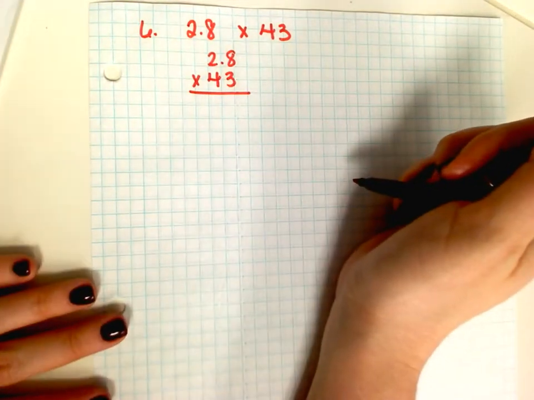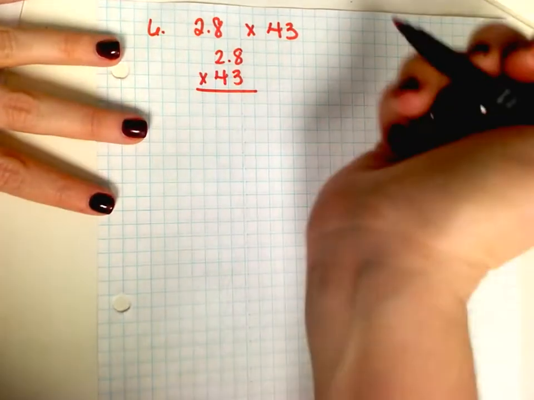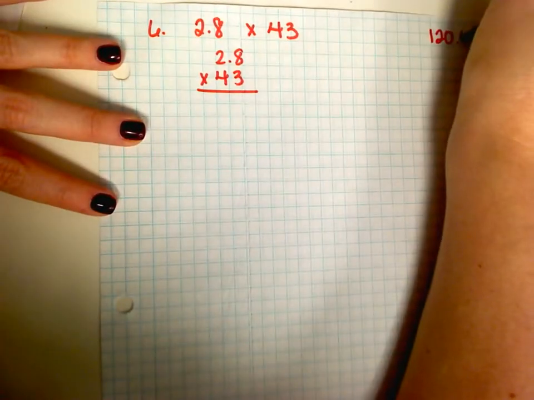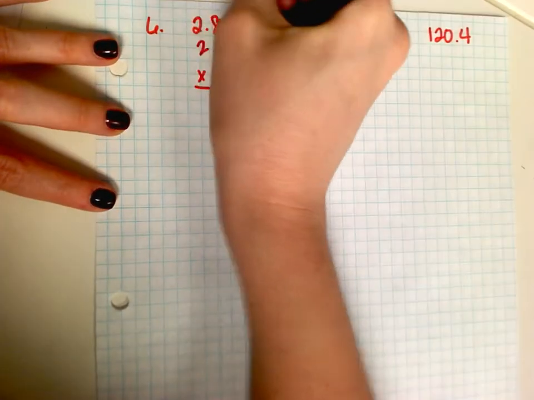Good job. Taha, what did you get? 120 and 4/10. Very good. I love how you said it the right way. 120 and 4/10 is correct. That's how we got it. 8 times 3 is 24. Put the 4 down. Carry the 2. 2 times 3 is 6.